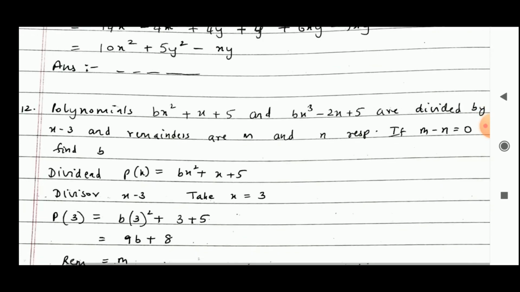So write down the answer. Whatever is the last question being asked in the sum, that is, what is the total remaining population of the three villages, is 10x square plus 5y square minus xy.